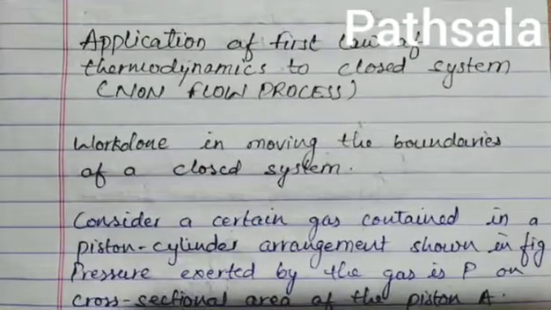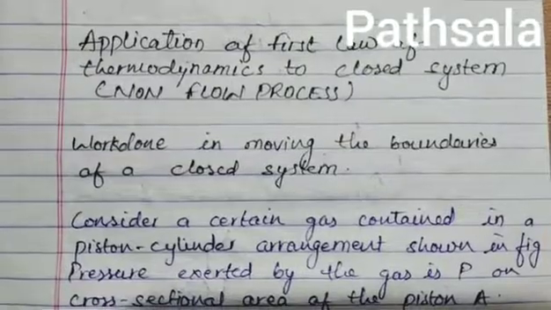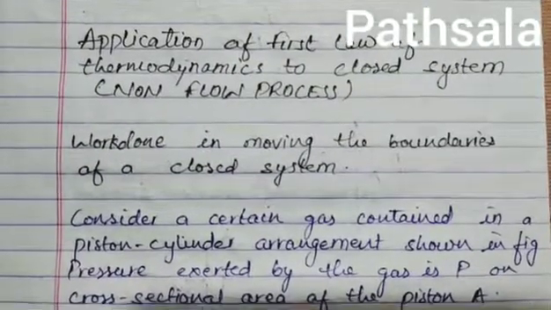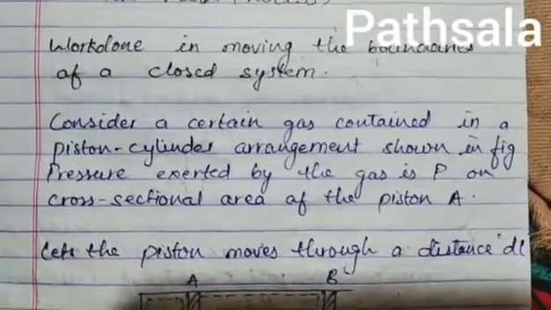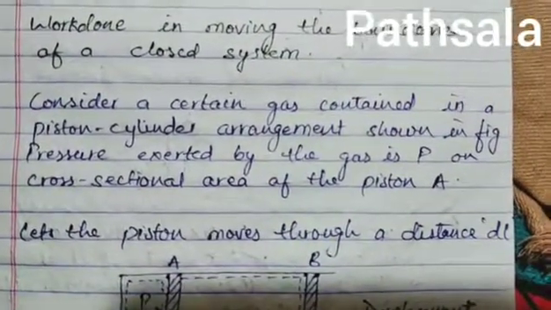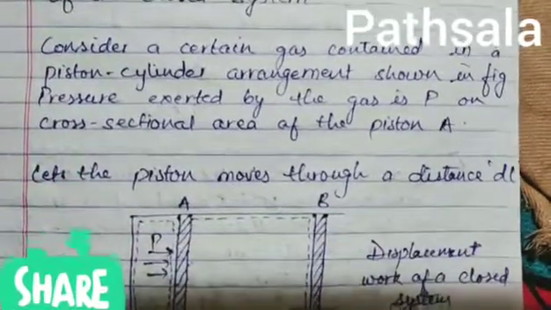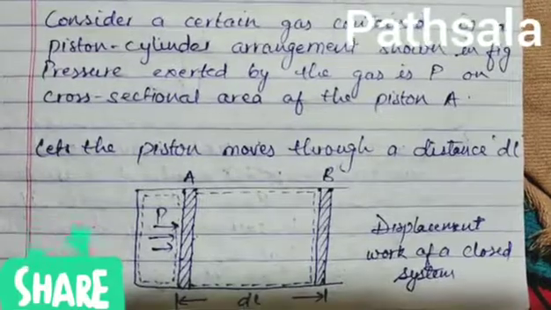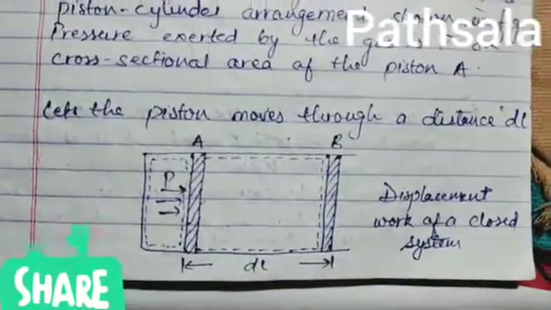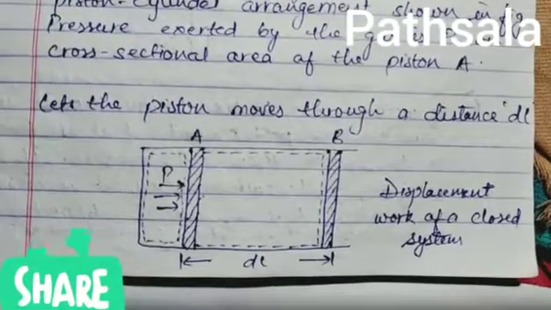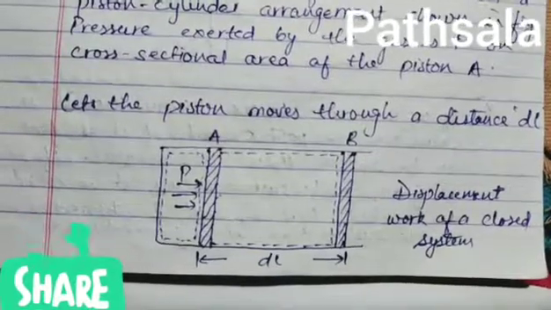तो आइए आज देखते हैं application of first law of thermodynamics to closed system, non-flow system. Work done in the moving boundaries of a closed system. Let us consider a certain gas contained in a piston cylinder as shown in the figure. Pressure exerted by the gas is P and the cross-section area of the piston is A. As you can see in these pictures, we apply pressure in a closed cylinder.